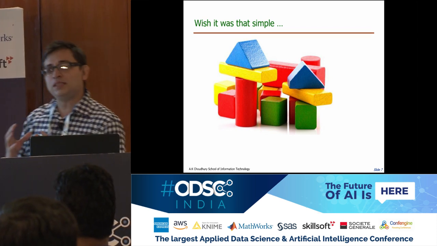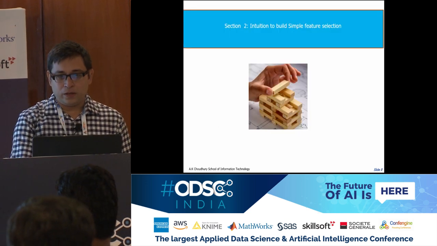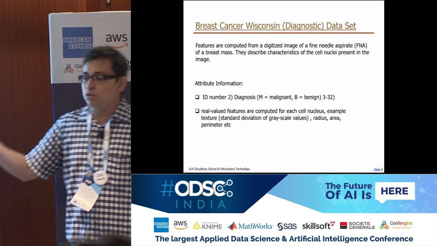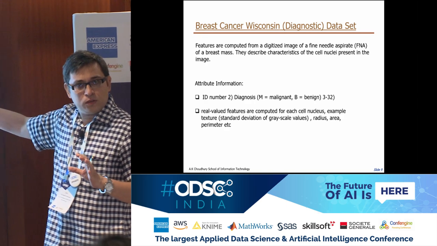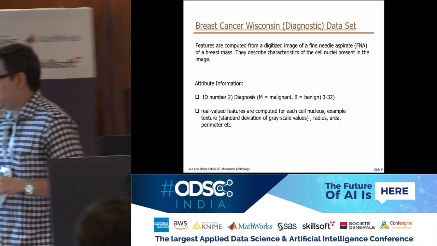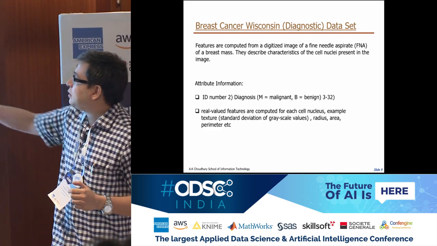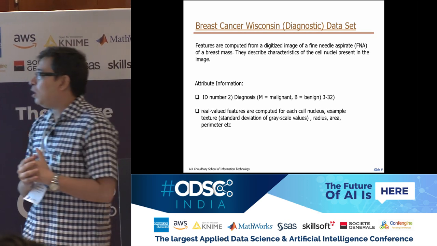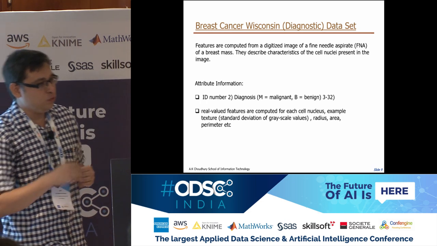Now I will discuss how to build a simple feature selection algorithm. I will talk about a publicly available data set in UCI as well as Kaggle. It is a breast cancer data set. There are 32 attributes. First is the ID, the identification number for the patient, not required for the problem. Then the diagnosis, whether the tumor is malignant or benign. And then you have 32 features which are real valued. I have explained how the real valued attributes are calculated.